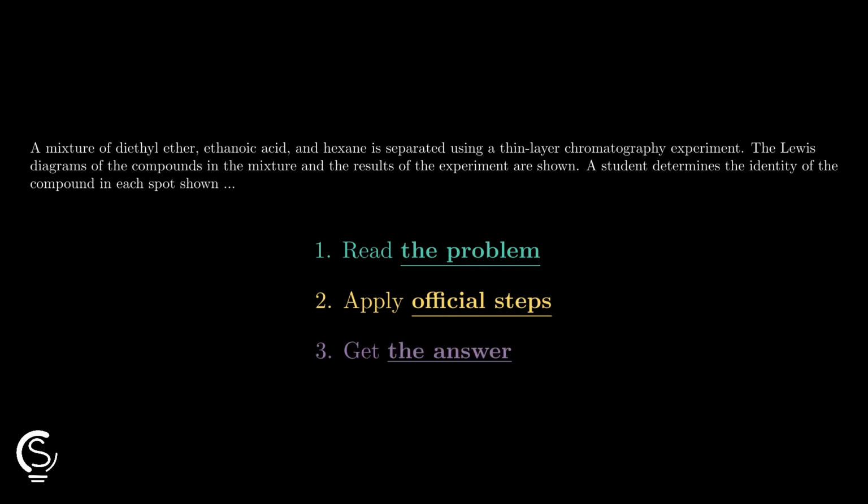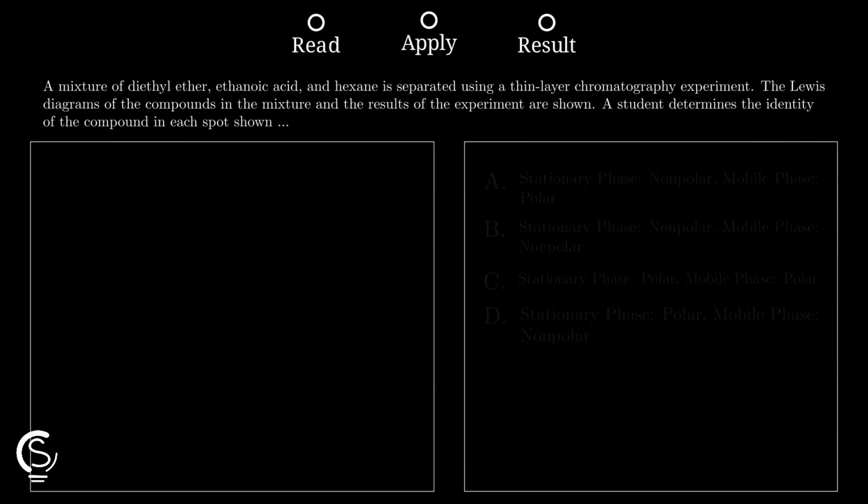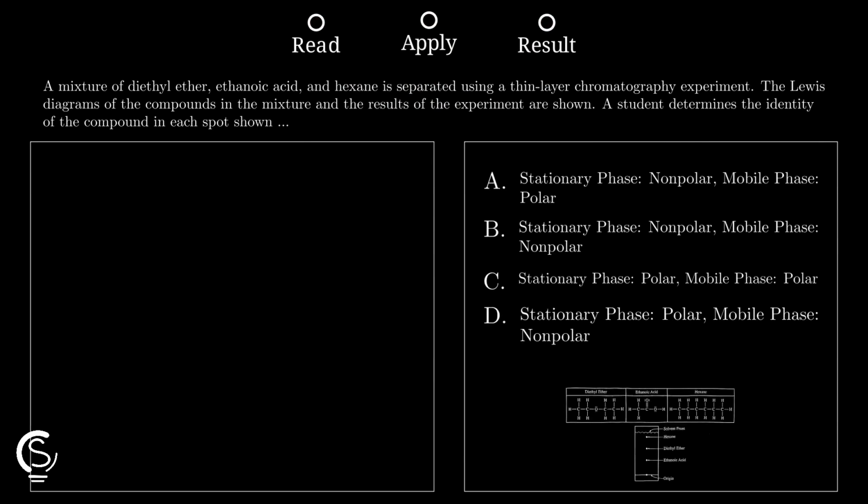Chromatography questions are tricky, but we can solve this fast. Let's analyze molecule polarity to find the right phases for this experiment. In thin-layer chromatography, components move based on their affinity for the phases. Polar molecules stick to polar surfaces, while nonpolar molecules travel further with a nonpolar solvent moving up the plate.